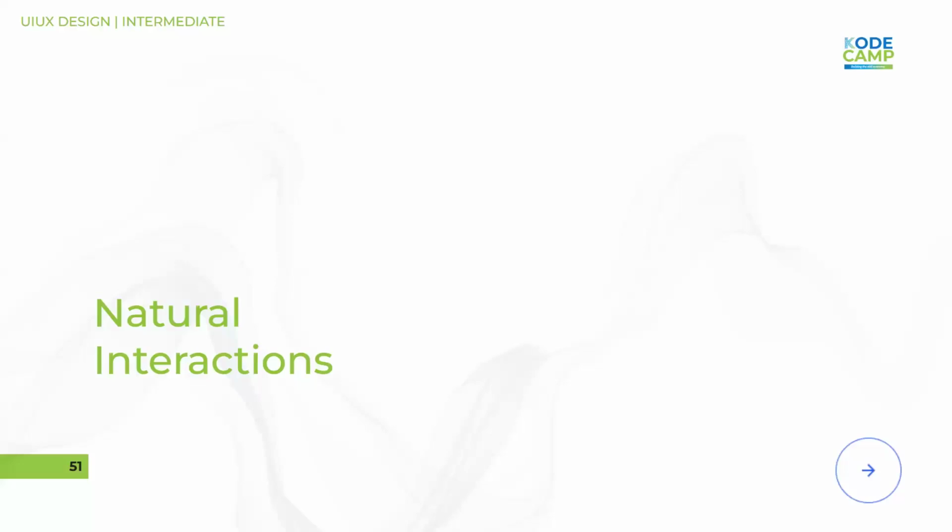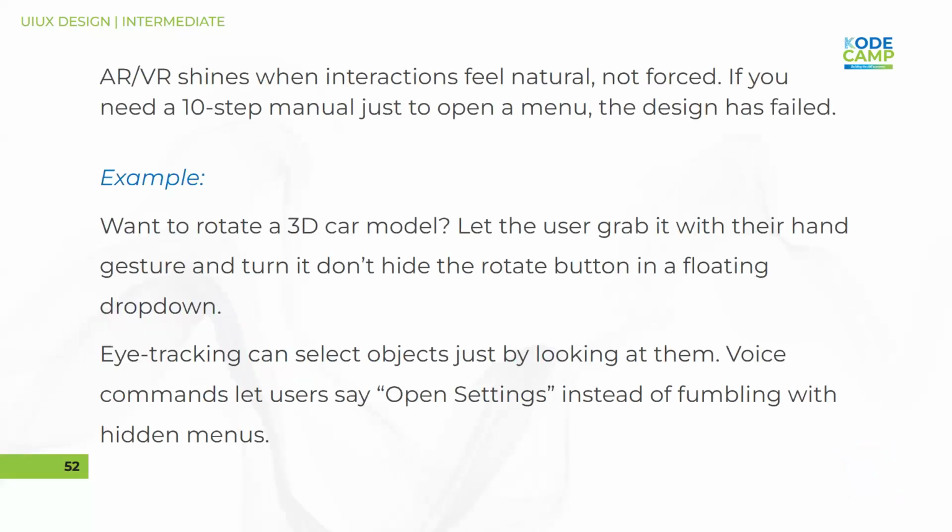You also have another design principle, which is natural interactions. AR VR shines when interaction feels natural, not forced. If you need a 10-step manual just to open the menu, the design has failed. For example, if you want to rotate a 3D car model, users should just grab it with their hands and turn it. Don't hide the rotation button in a floating drop down. Eye tracking can select objects just by looking at them. Voice commands let users say open settings instead of fumbling with hidden menus.